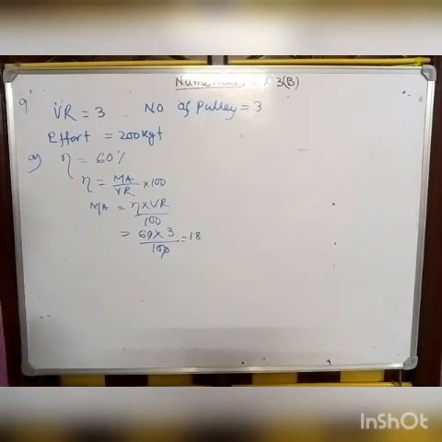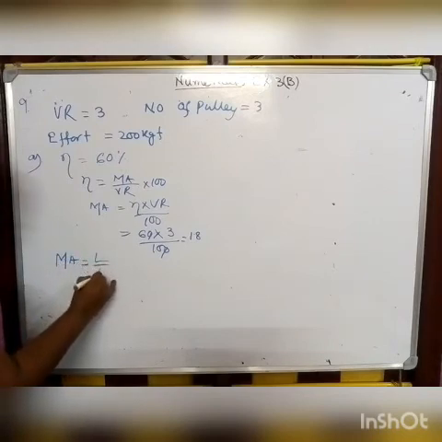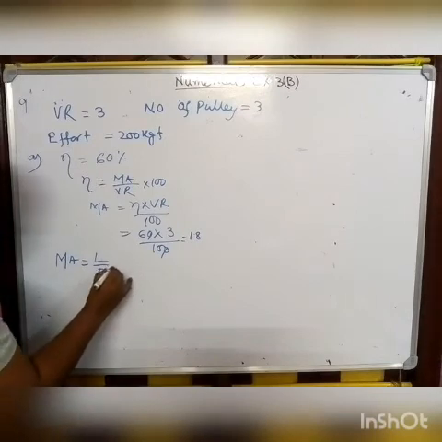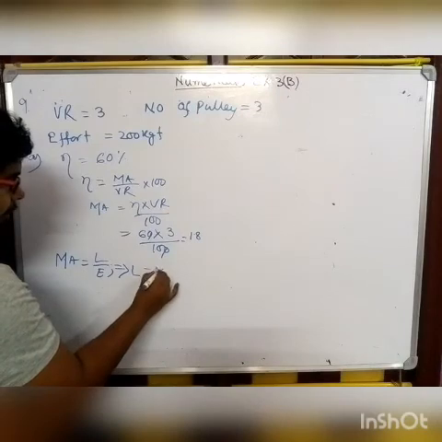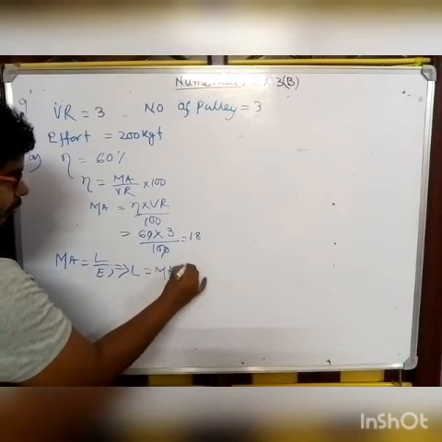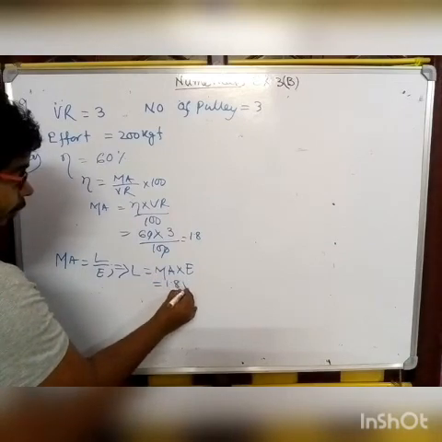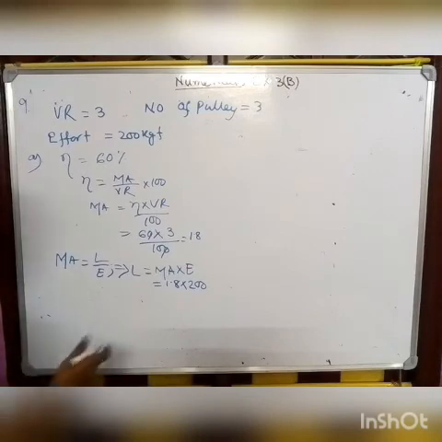Now we'll find out the load. We know mechanical advantage is equal to load by effort. The effort is given to you, so we have to find out the load. So load equals mechanical advantage into effort. Mechanical advantage is 1.8. Effort is 200. So 1.8 into 200 is simply 360 kgf.